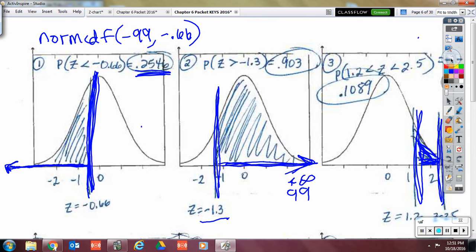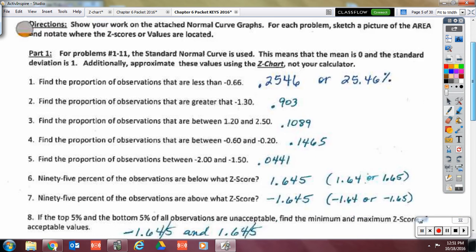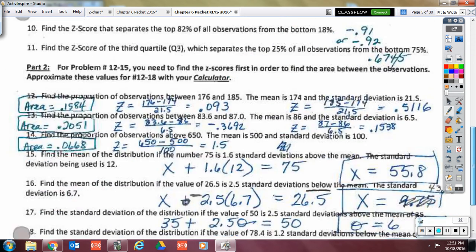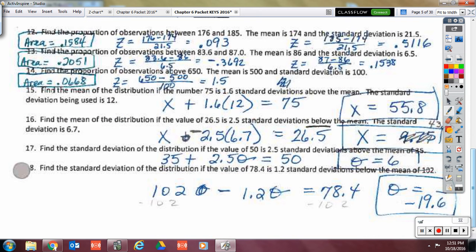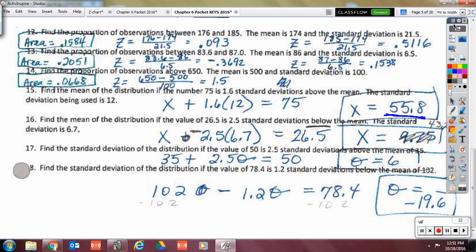So number 15. Now I showed different work on mine. So don't look at the work I used because I didn't do the work that you would use. But here's another way you can do it. Number 15, the answer was 55.8. Number 16, the answer was 43.25. Number 17, it's 6. And number 18, it's positive 19.6.